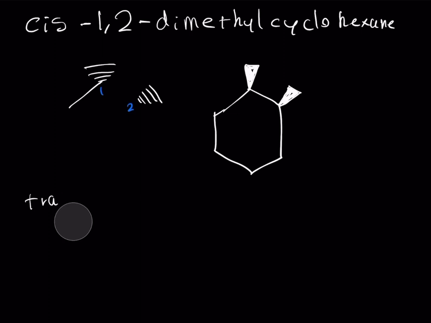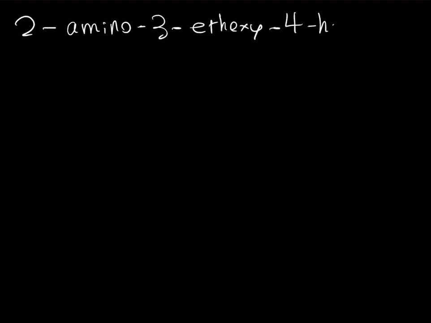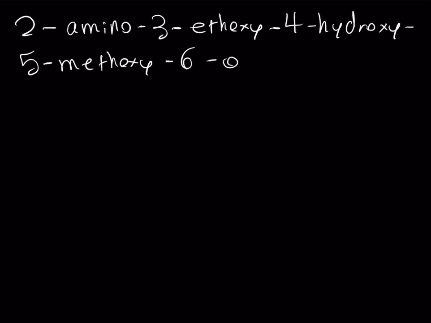So now let's look at our last example. It looks a little bit crazy. So we've got 2-amino-3-ethoxy-4-hydroxy-5-methoxy-6-oxoheptanoic acid, I should put. Okay, so this looks crazy, but I'm going to tell you what these mean.